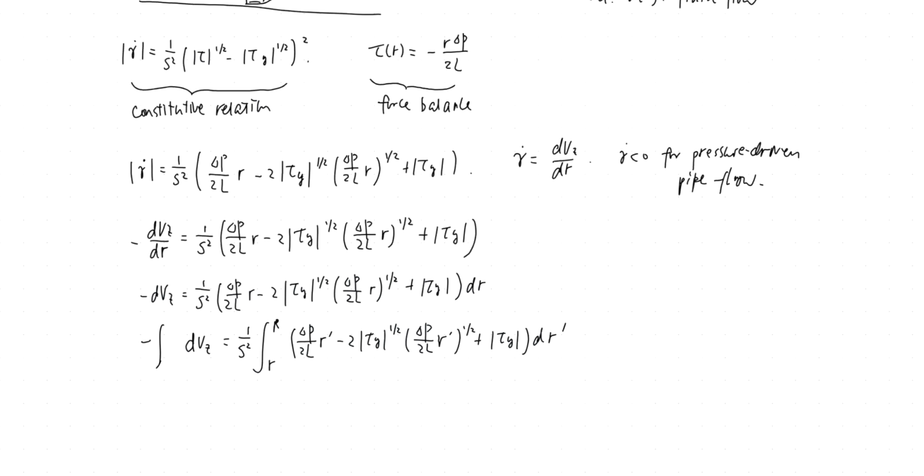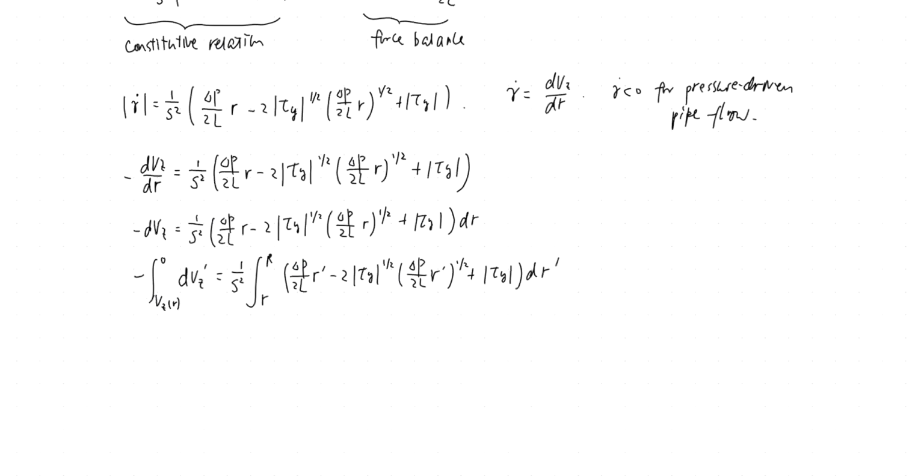Now, when you set up the integration limit for velocity, you need to match what happened to the right-hand side. So when r equals little r, we have the velocity profile v_z, which we don't know yet, maybe a function. And when r equals capital R, due to the no-slip boundary condition, we have zero velocity. So you need to match both sides. And then let's give it dv prime, since we have already used v_z as the limit of integration.